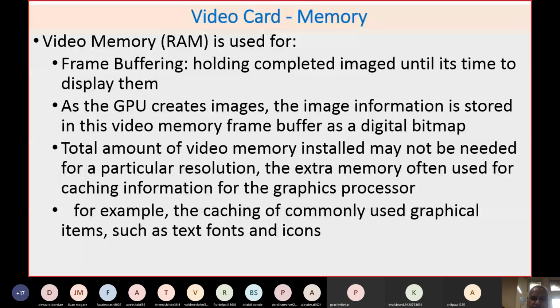The amount of video memory installed may not be needed for a particular resolution. The extra memory is often used for caching information for the graphics processor. You already know cache memory. So just to enhance the speed of processing, we use additional memory as cache memory for the graphics processor. For example, commonly used graphical items such as text fonts and icons are actually stored in the cache memory.